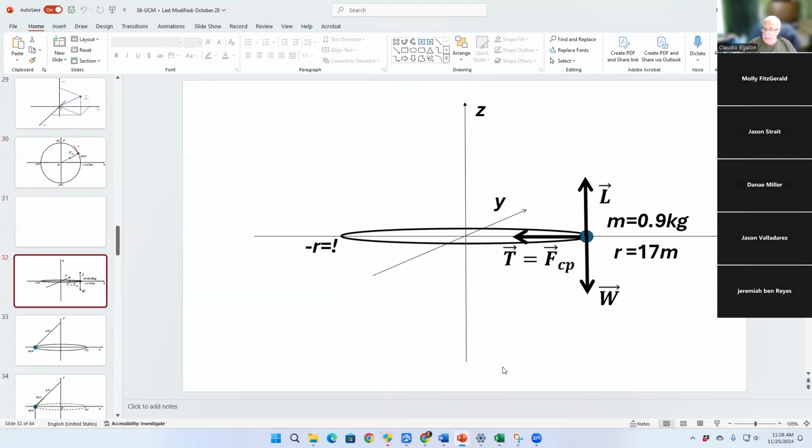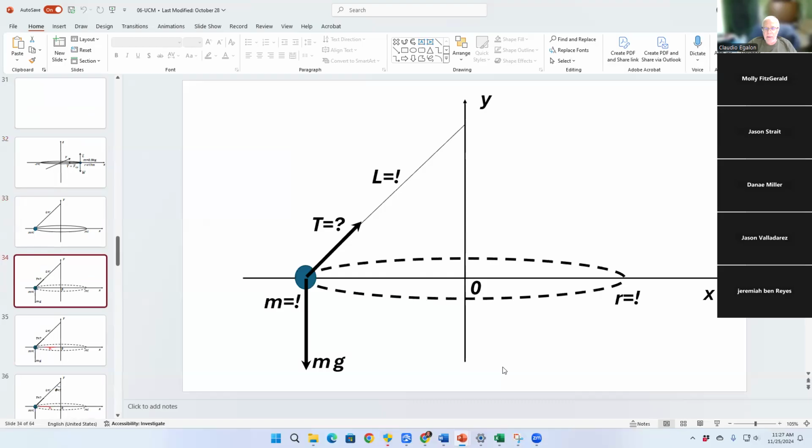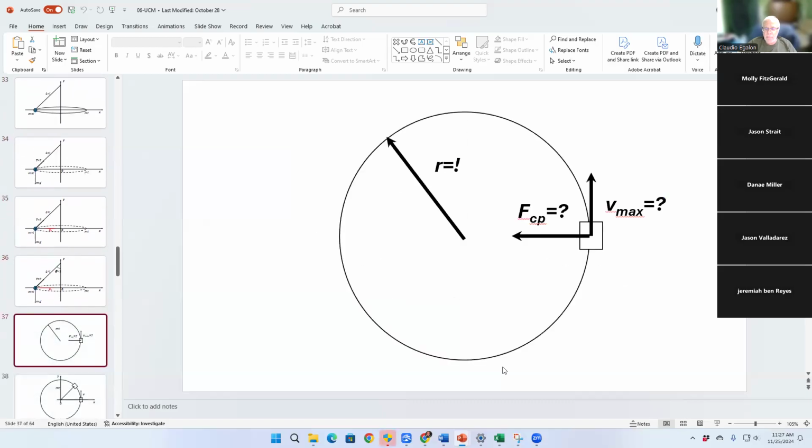Okay, here's an example of an airplane, a model airplane, that's undergoing uniform circular motion. You have to identify the forces acting on the airplane. You have the lift and the weight plus the tension in the string. And we solve that problem, right?